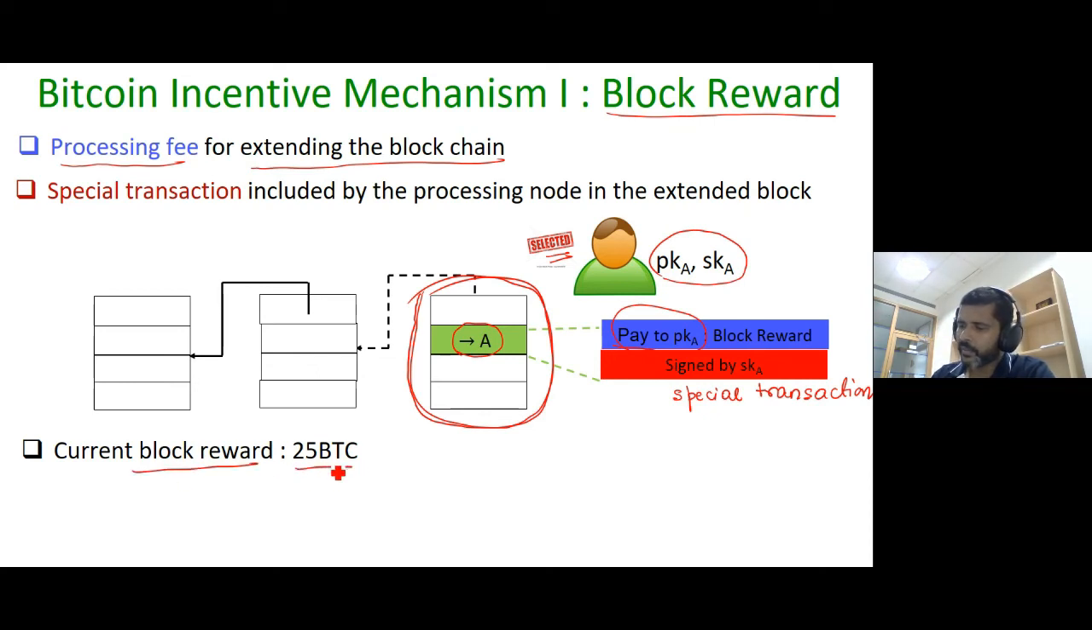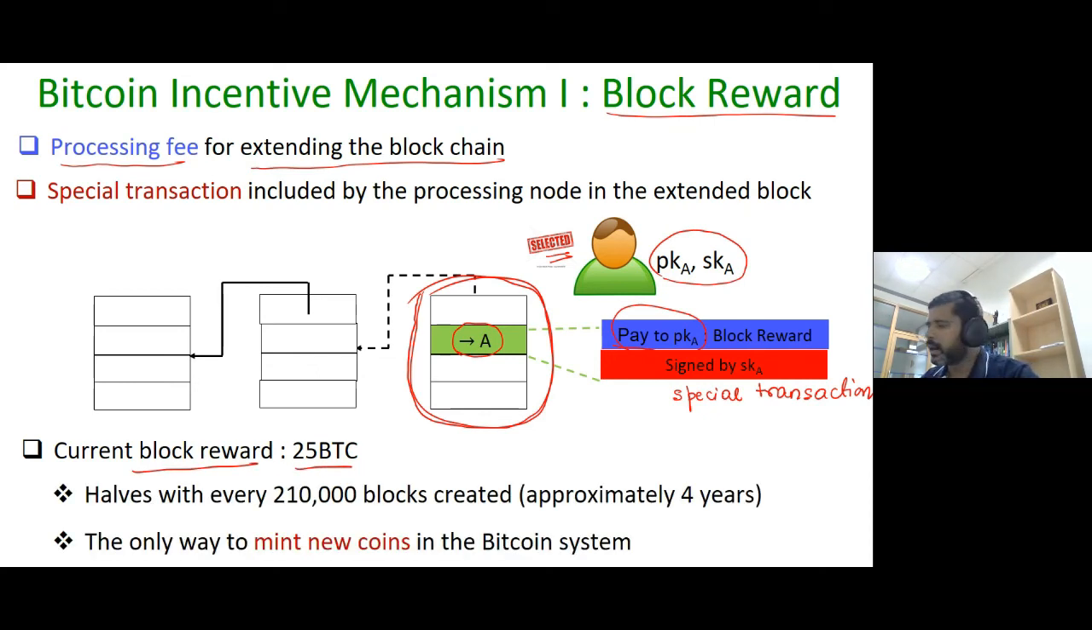And the current block reward is 25 Bitcoin, but after every 4 years, it is halved, which is approximately after every 210,000 blocks, the reward gets halved. Okay, and that's the only way to mint new coins in the Bitcoin system. That means there is no trusted entity who will be generating new coins in the system. If you want to generate new coins in the system, the only way is that you collect a set of transactions for approval and hope that you get selected for proposing the next block in the blockchain. And if indeed you get selected, you pay yourself a reward which everyone will accept.